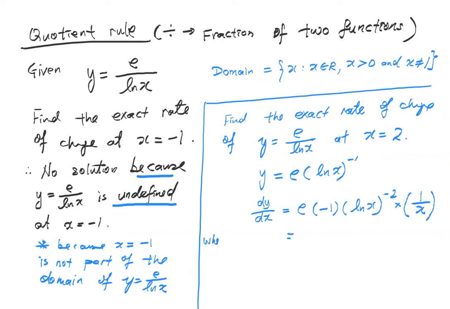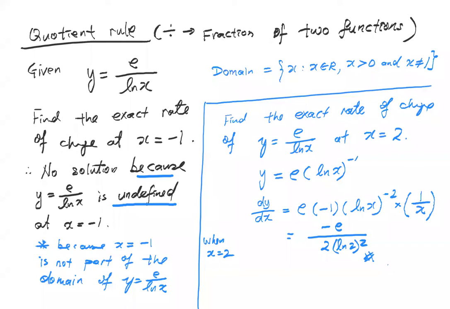So when x equal to 2, my dy/dx will be negative e over 2 ln 2, the whole thing squared. Done. Settled. That is called the exact value. Can or not? Okay, good.